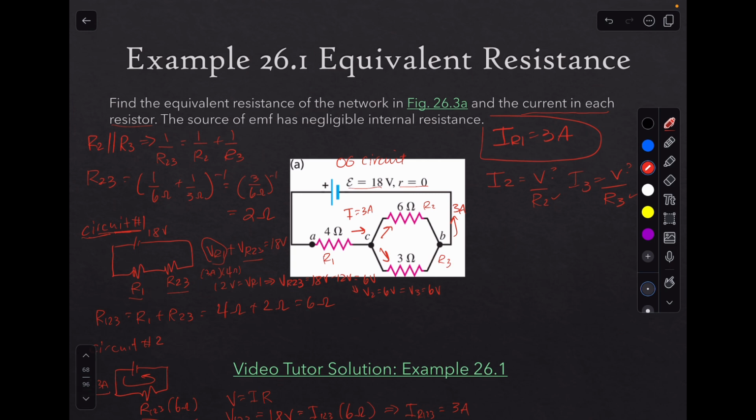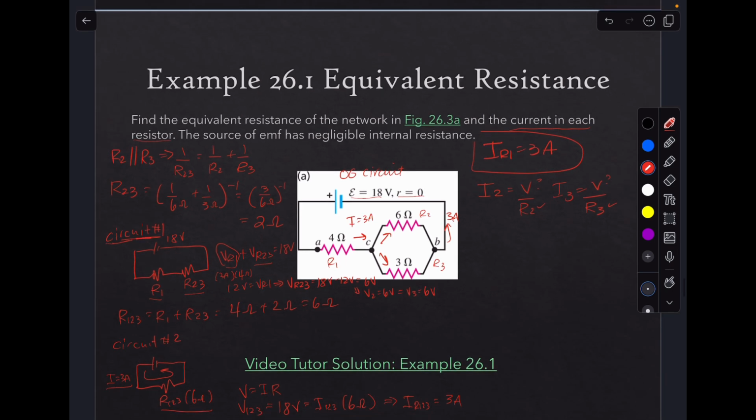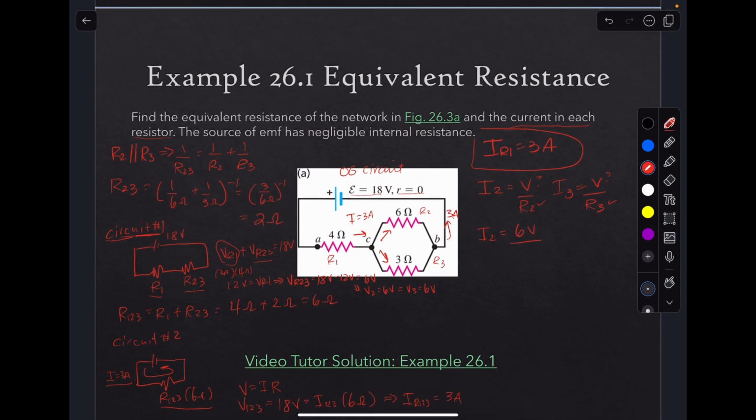So now that I know the voltage is 6, I can plug that into my equations for the current through each resistor. I have 6 volts over R2, which is 6 ohms, and then 6 volts over R3, which is 3 ohms. So that makes my I2 1 amp and my I3 2 amps, okay? And sure enough, adding them together gives me back that 3 amps, which is what I have coming out of junction B, right? So it all makes sense.